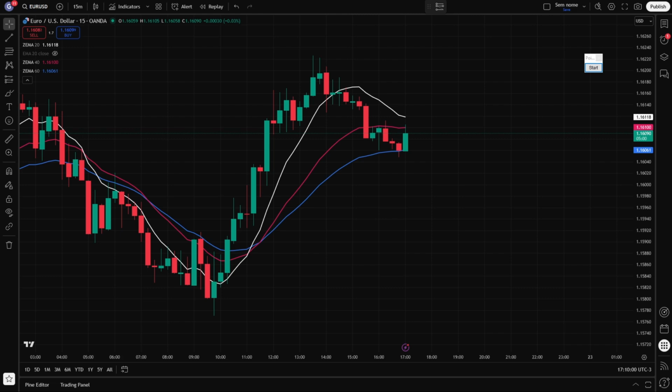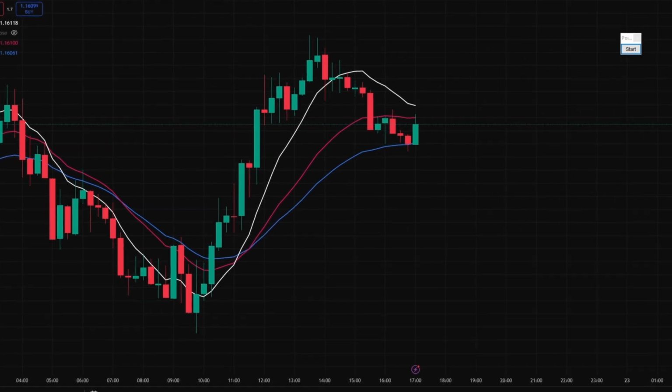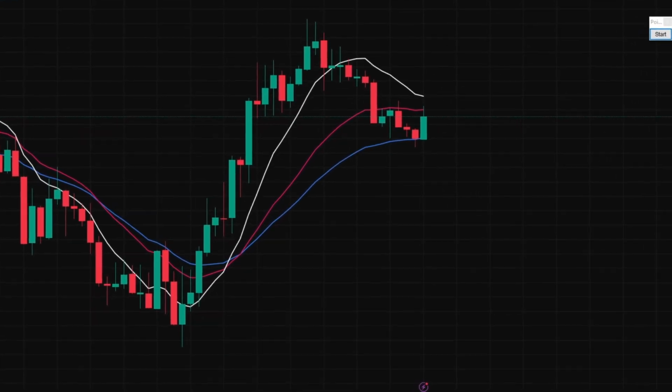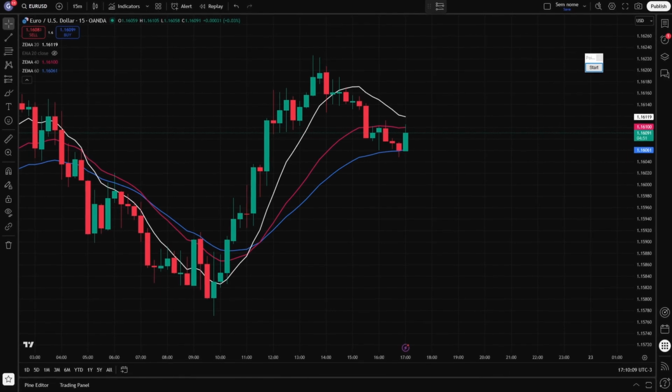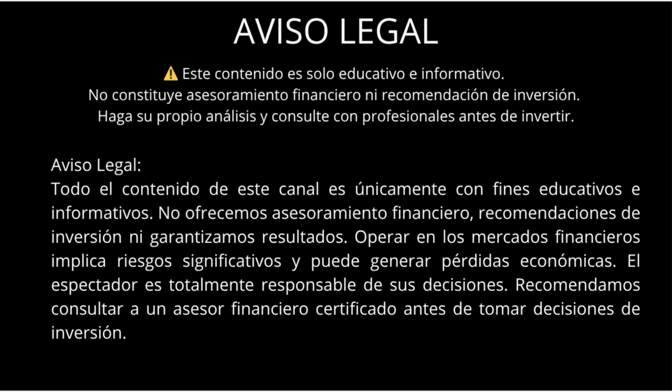The Zero Lag EMA unites the best of both worlds, the clarity of a classic moving average and the agility of an early reading. To apply this strategy to any asset or time frame, just test, adjust, and practice until you master the method. But remember, this isn't financial advice.